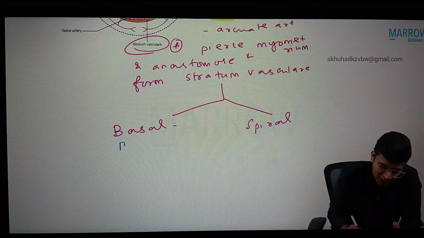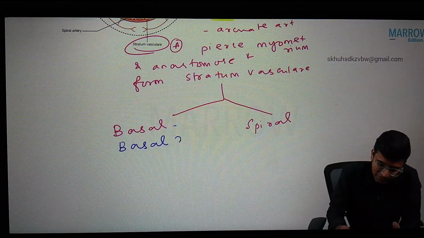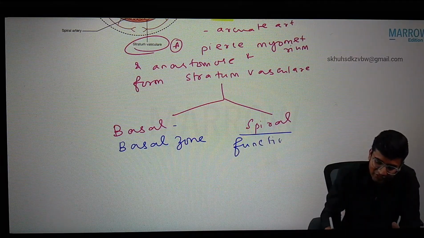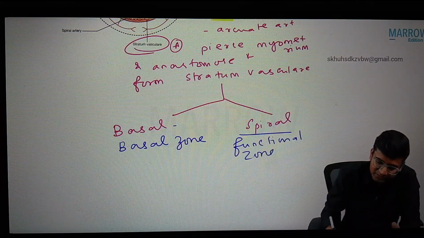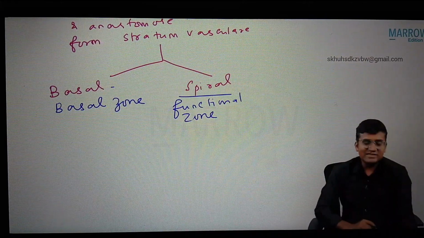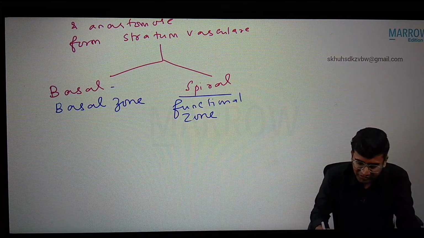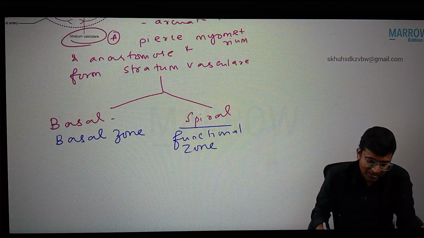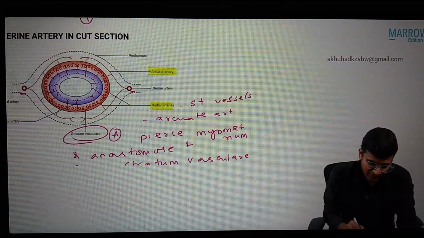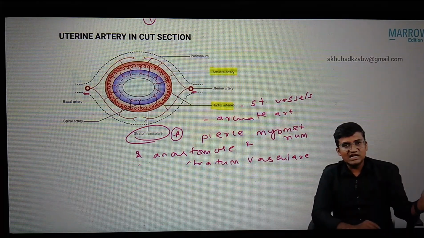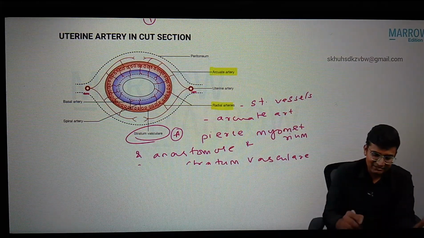Now the basal artery supplies the basal zone of the endometrium, and the spiral artery supplies the functional zone of the endometrium. Now this is about the blood supply of the uterus. Okay, so how the uterine artery supplies the uterus, arrange the arteries in a sequence. Likewise, you may get the question.